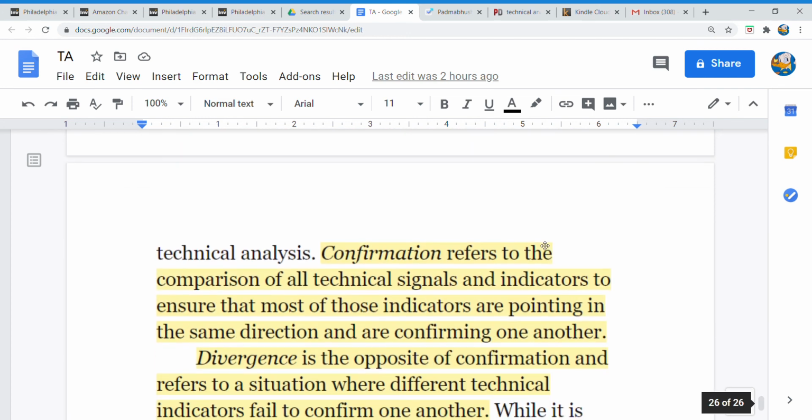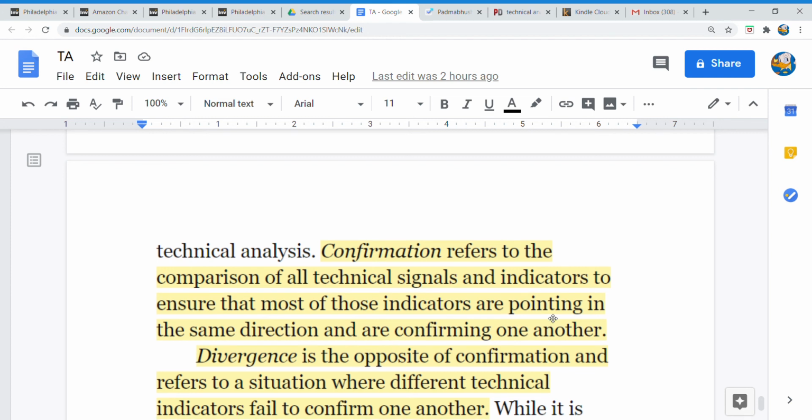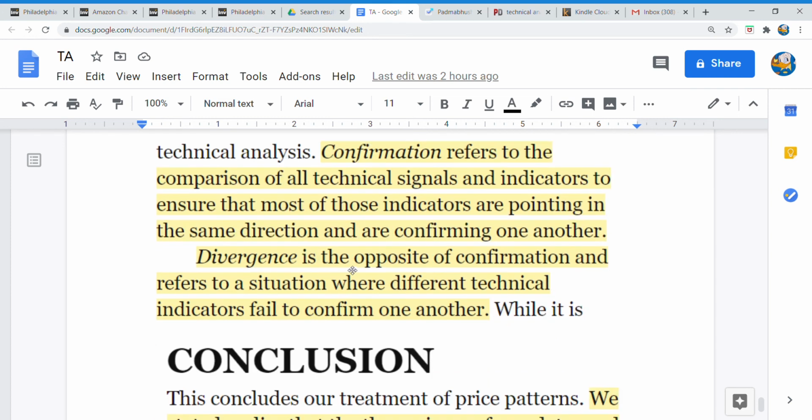Confirmation and divergence. Confirmation refers to comparison of all technical signals and indicators to ensure that most of those indicators are pointing in the same direction and are confirming one another. Divergence is the opposite of confirmation and refers to a situation where different technical indicators fail to confirm one another.